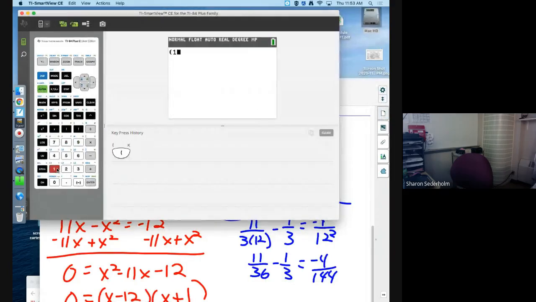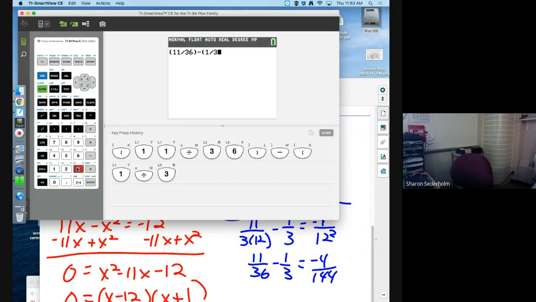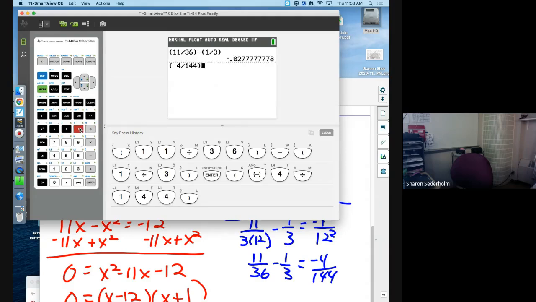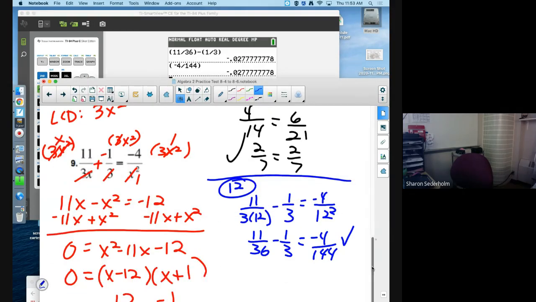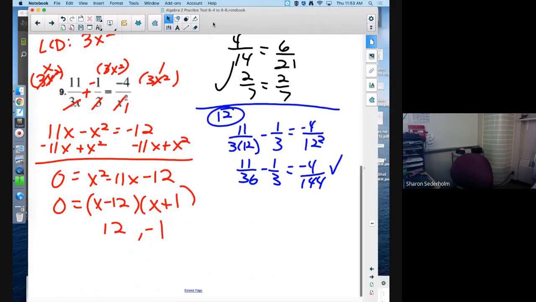Parentheses, 11 divided by 36, parentheses, minus parentheses, 1 divided by 3, parentheses. And then we want to check out negative 4 divided by 144. Are they the same? Check. And then we'll check negative 1. And move this up again. Back and forth, back and forth.